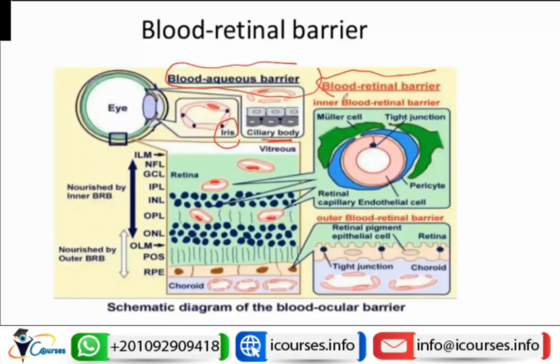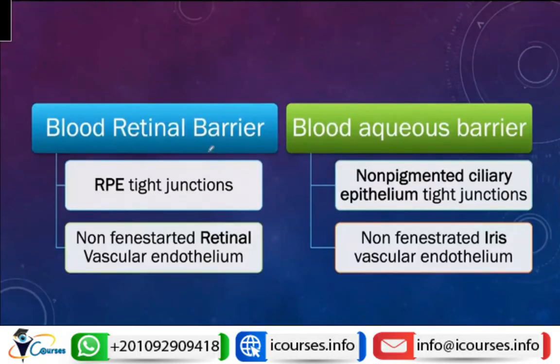The same thing applies to the blood-retinal barrier. This is a barrier formed by the tight junction between the retinal pigment epithelium, which is the outer blood-retinal barrier, and the tight junction between the non-fenestrated capillary endothelium of the retina, which is the inner blood-retinal barrier. So to remember, the blood-retinal barrier is formed between the RPE tight junctions and the non-fenestrated retinal vascular endothelium, while the blood-aqueous barrier is formed between the non-pigmented ciliary epithelium tight junction and the non-fenestrated iris vascular endothelium.